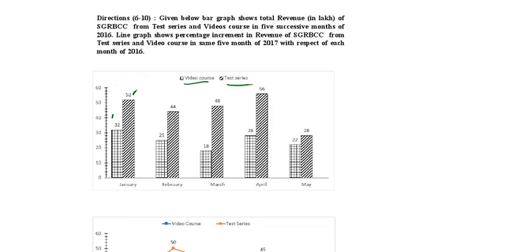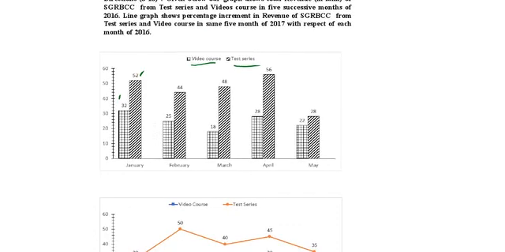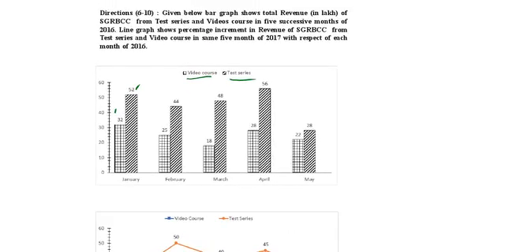Now what is given in the bar diagram? The bar diagram shows the revenue in lakhs of 2016. That means January video course revenue is 32 lakhs, test series revenue 52 lakhs. February video course revenue 25 lakhs, test series revenue 44 lakhs. This is the revenue.